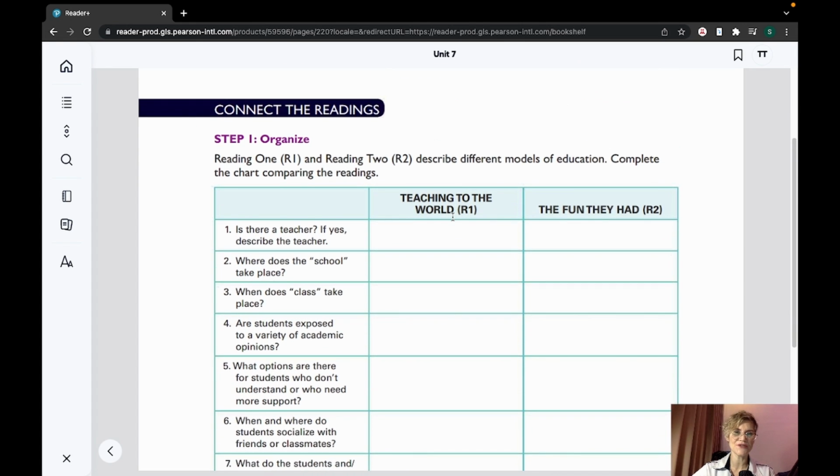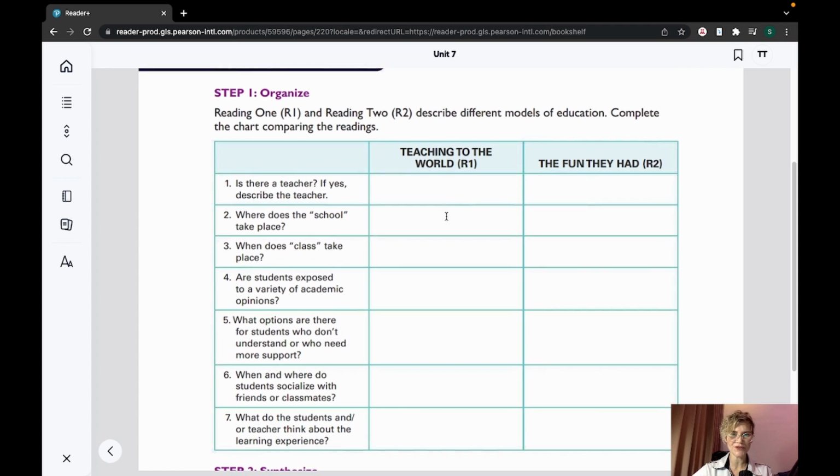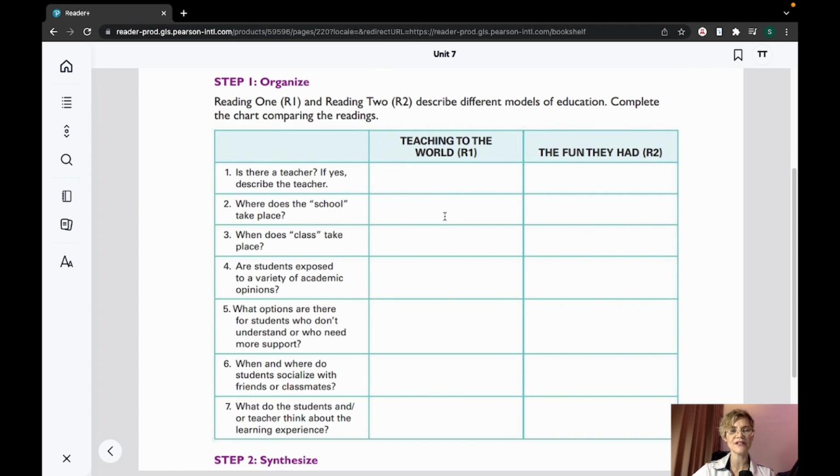Great. That brings us to connecting the readings. First step is organizing. We're looking at reading 1 and reading 2. Describe different models of education. That's what it's about. I'd like you to complete the chart comparing the readings. So we have numbers 1 until 7 here in the left column, and in Teaching to the World, that's reading 1, and The Fun They Had is reading 2. I'd like you to look at the information, the facts from both reading sections, and complete the chart. You can pause your video now.